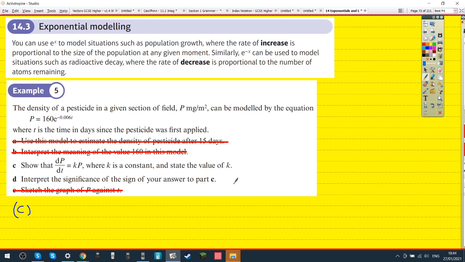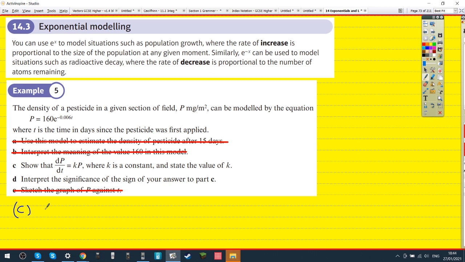No, I'm not sure. Basically, differentiate it. dP, so instead of dy/dx, it's just dP/dt. Any idea what that would be? So differentiate the formula above.